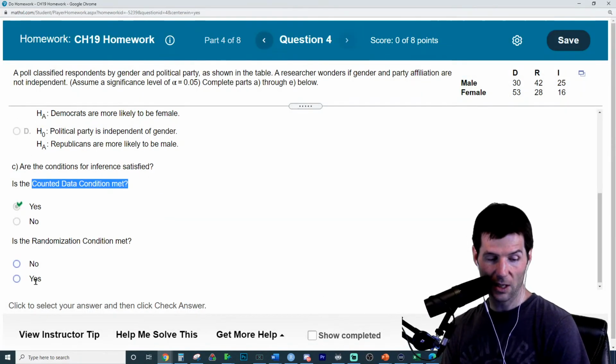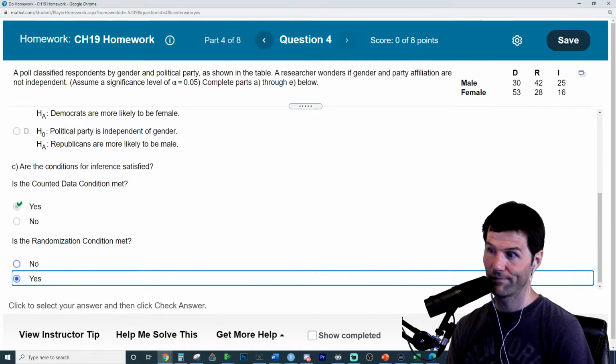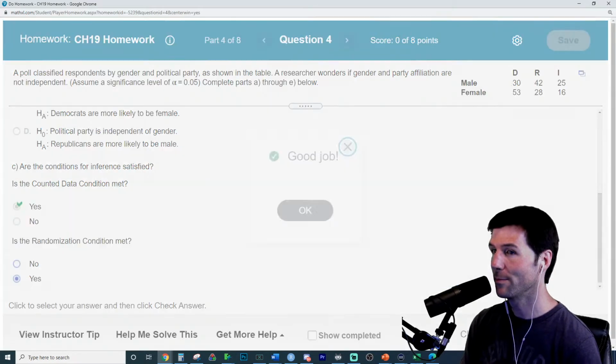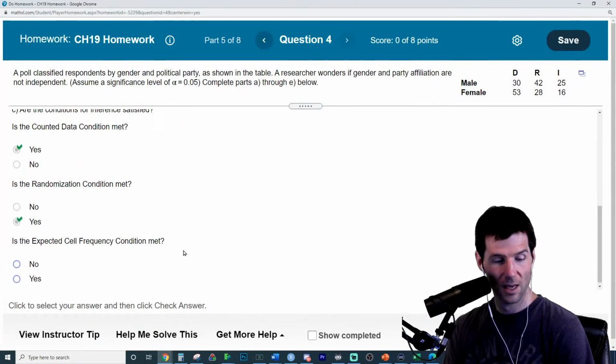Next, we have right here randomization. We'll assume randomization. Is it random? Maybe. Assume. I hate that.